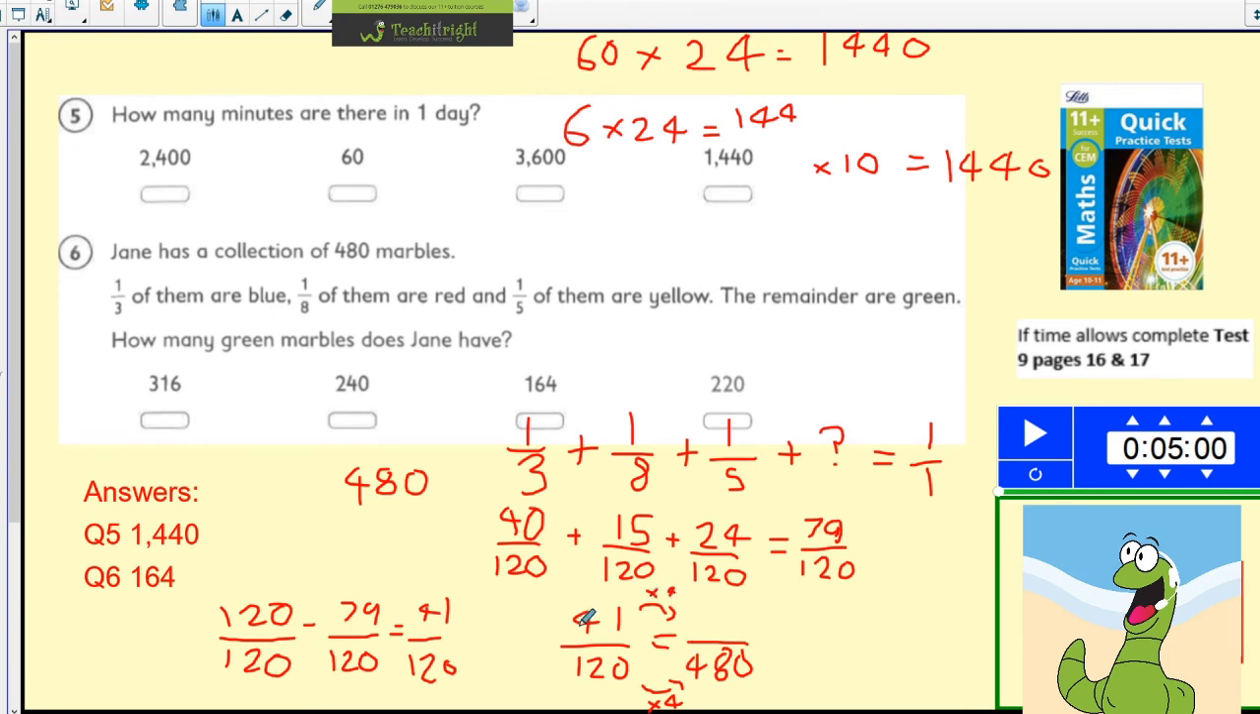So how do I do 41 times 4? I do the 1 times 4, is 4, and then 40 times 4 is going to be 160. So now, the way I would read this, 164 out of my 480 will be green, so my answer is 164. Not that fraction, that's just what that's telling us. And there's my answer.